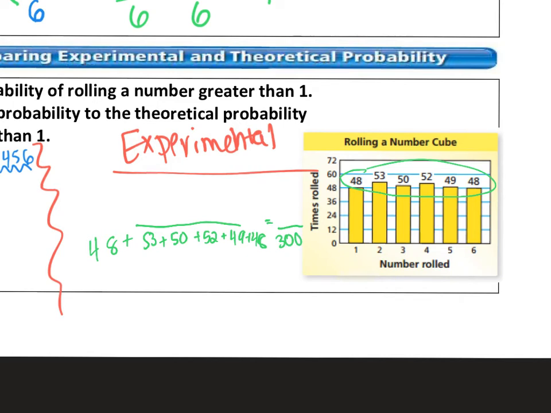Now we need to find the experimental probability of rolling a number greater than 1. So the favorable outcomes here are rolling a 2, a 3, a 4, a 5, or a 6. So we need to add up all of those. So 53 plus 50 plus 52 plus 49 plus 48. And when you add those up, you should get 252.